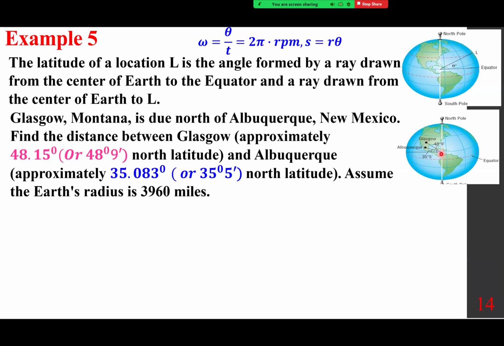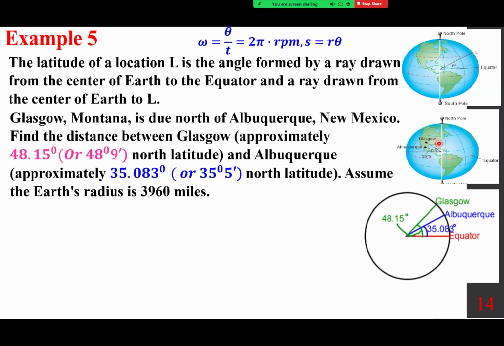Okay. So here's the center of the sphere, the Earth. Here's the location Glasgow. Here's the location Albuquerque. So we are interested in this distance, everybody. So let's make it larger so it becomes clear. So here's the equator, Albuquerque, Glasgow. We want this distance, everybody.